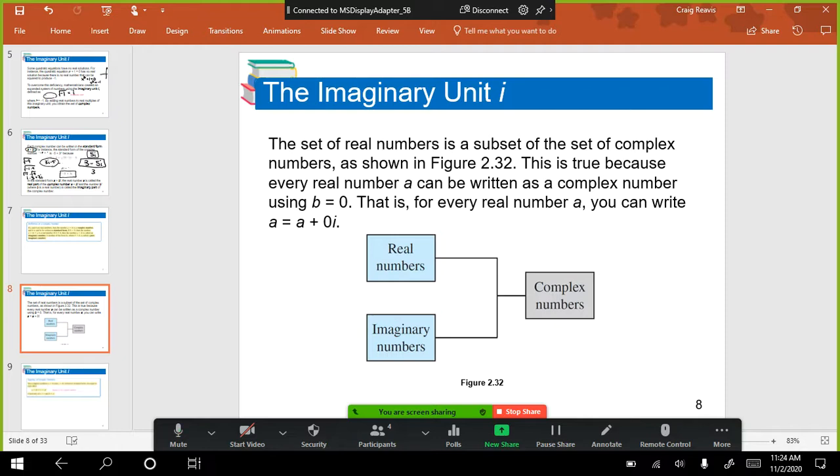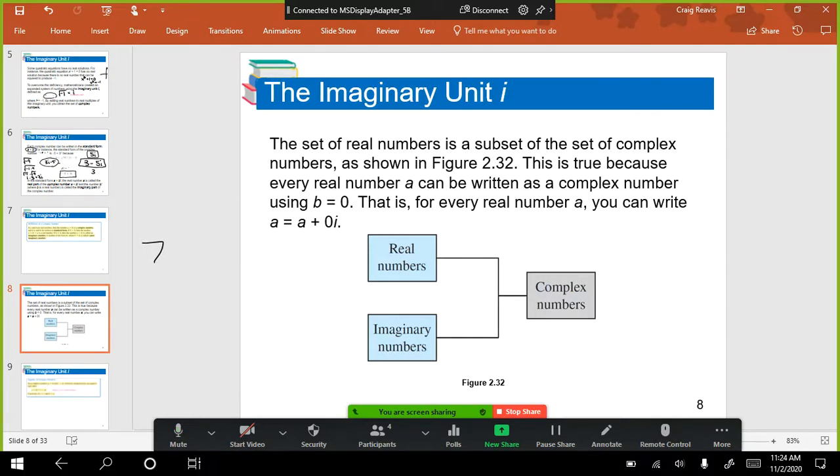system. This is true because every real number A can be written as a complex number using B equals 0. So all real numbers and imaginaries are considered complex because if I had the number 7, I could write that as 7 plus 0i. Obviously, we never do that when we are just dealing with real numbers. But it is considered a complex number. 7 is considered a complex number because it can be written in that form.